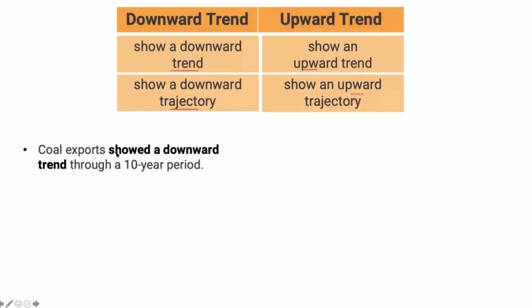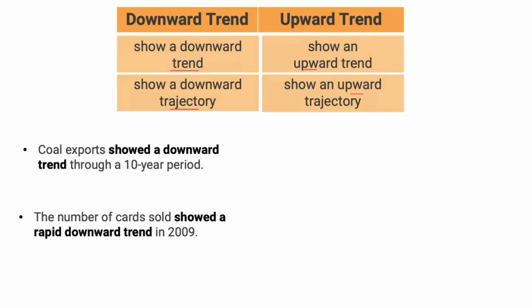Coal exports showed a downward trend through a 10-year period, or the number of cards sold showed a rapid downward trend in 2009. So downward trend again is a noun, so rapid would be the adjective.